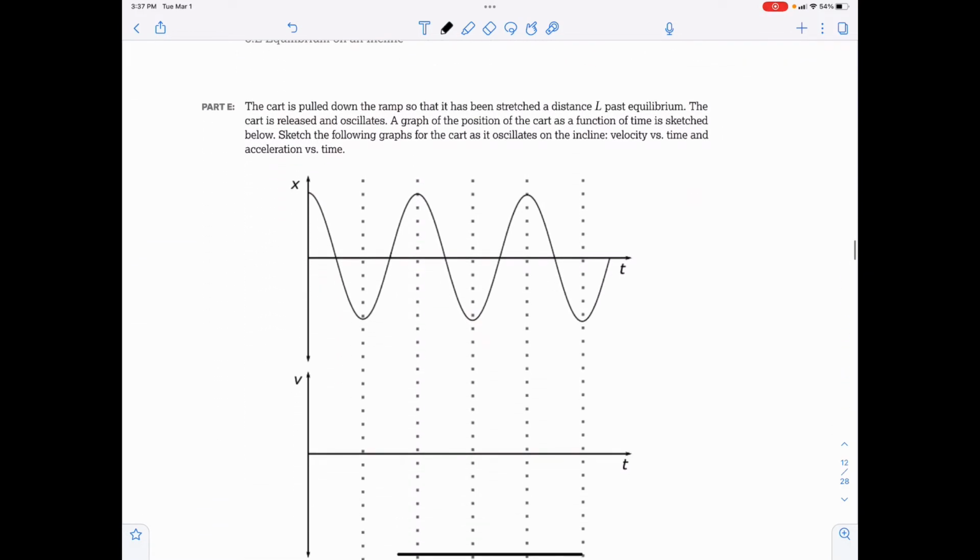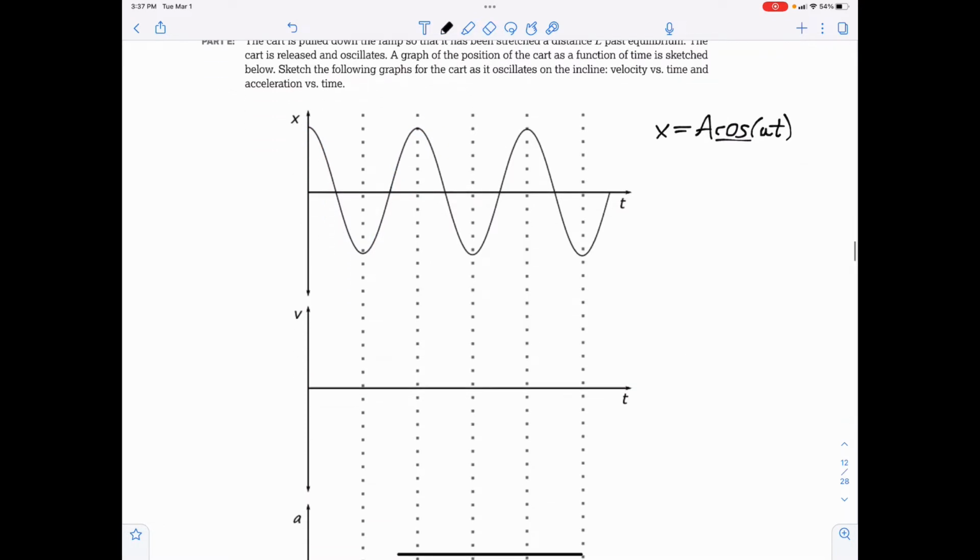Part E, the cart is pulled down so that it has been stretched a distance L past equilibrium. The cart is then released and oscillates. The equation for position as a function of time is sketched below. Sketch the following graphs for the cart as it oscillates on the incline, velocity-time and acceleration-time. Well, we're looking at x equals A cosine omega t. You can tell it's a cosine graph because we're starting at amplitude at time equals 0. Okay, that's a cosine graph.